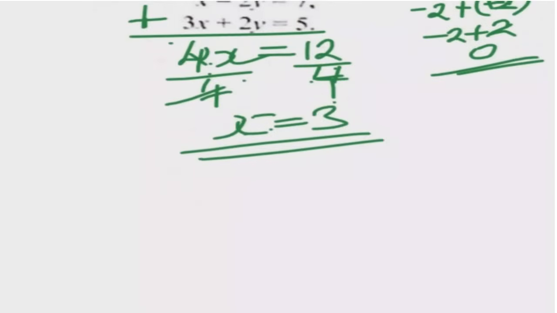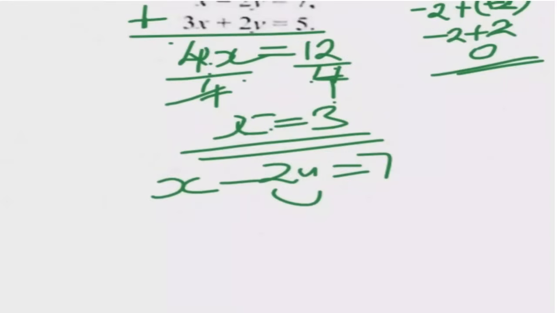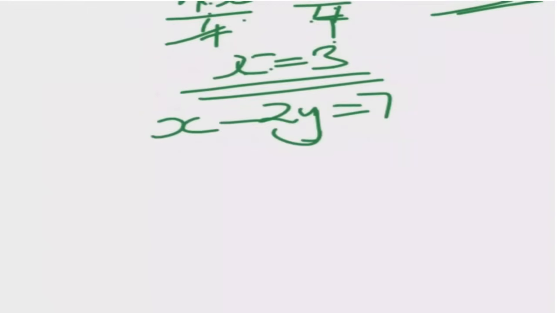Now remember, this is a simultaneous equation and we need to find the value of y. So what I can do is pick one equation. Let me pick the one on top, I'll just choose whatever comes first. So we use the equation x minus 2y is equal to 7. The value of x we found is 3, so we say 3 minus 2y is equal to 7.